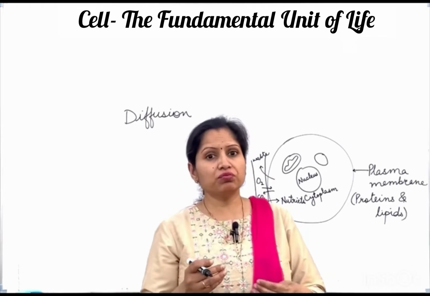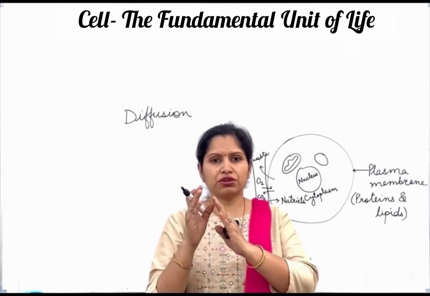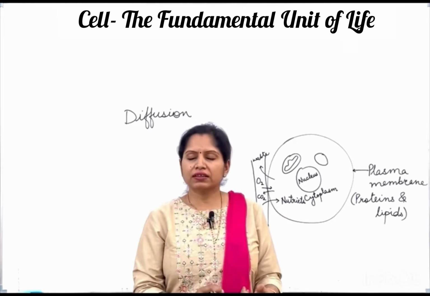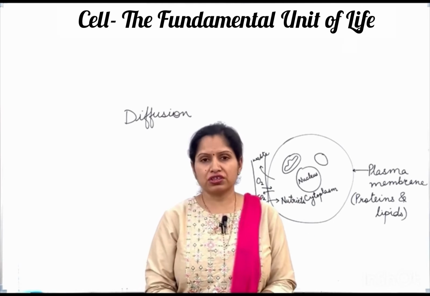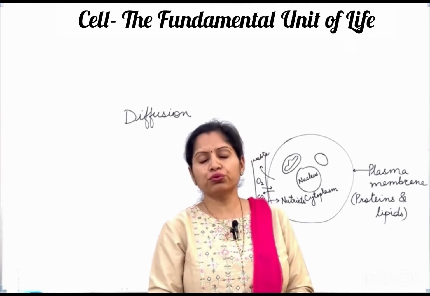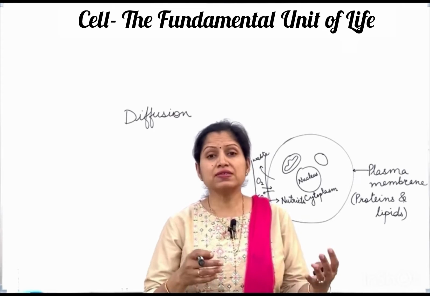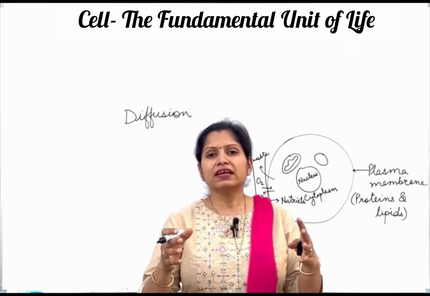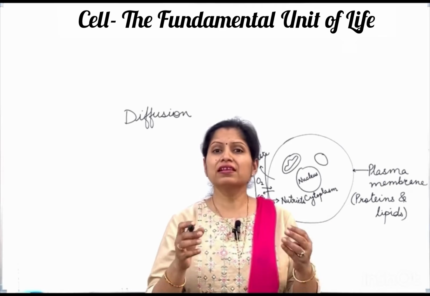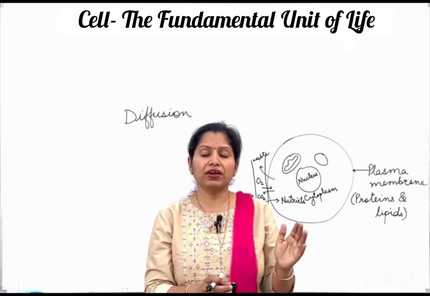So this movement of solutes across the plasma membrane from a region of higher concentration to a region where the concentration of these solutes is less occurs by the process of diffusion. This process is known as diffusion. Similarly, water also moves from a region of higher concentration to a region of lower concentration. Means water moves from the area where water is in higher proportion to a region where water proportion is low. Where water is more, from there it is going to move to the area where water is less.